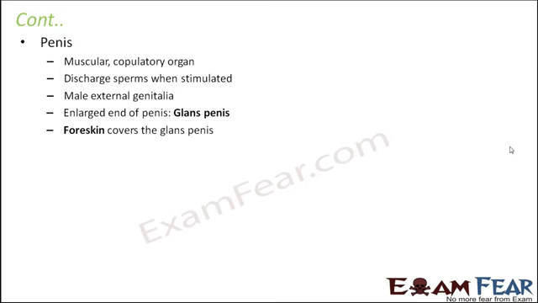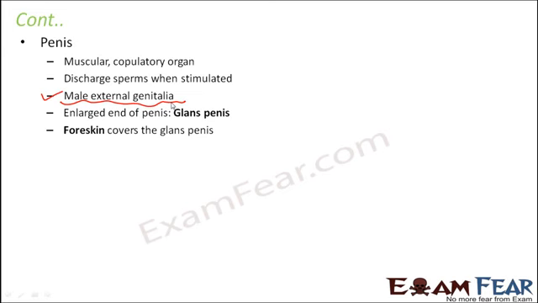It discharges sperms when stimulated. Whenever the penis is stimulated, since it is muscular in nature, it tends to become hard, and the tube inside the penis will actually ejaculate the sperms outside. When I say outside, where does it ejaculate the sperms? It ensures that the sperms are ejaculated inside the female's body for effective sexual reproduction. So it is the male external genitalia, because this is that part of the human male reproductive system which actually exposes the sperms to the exterior.